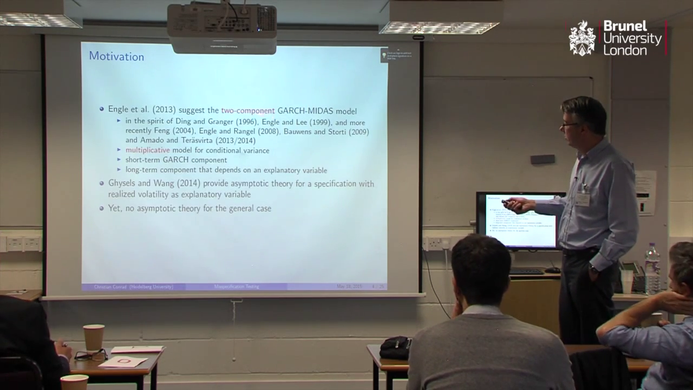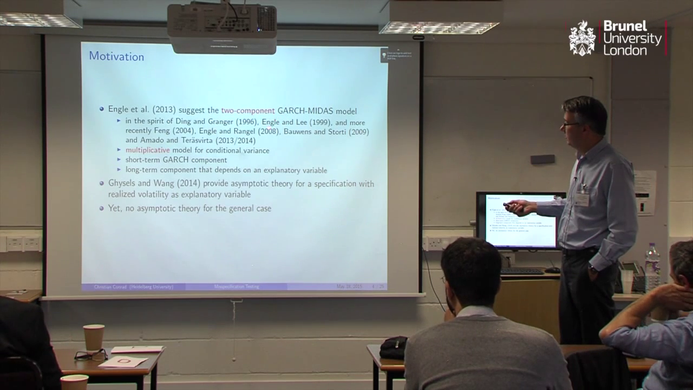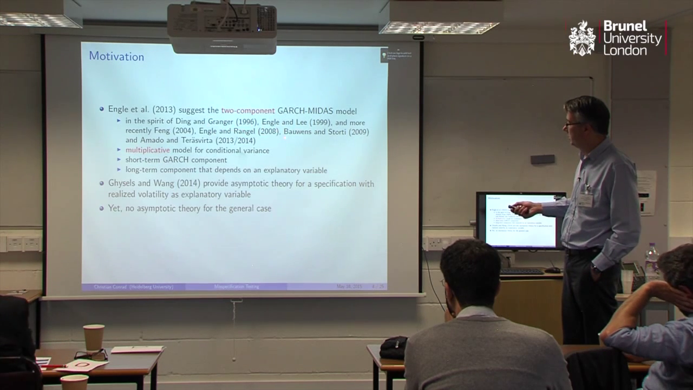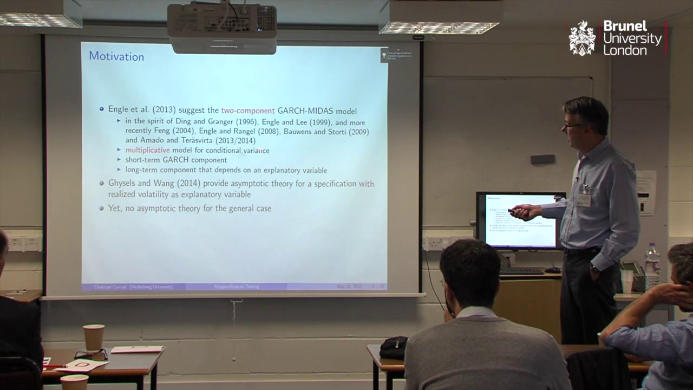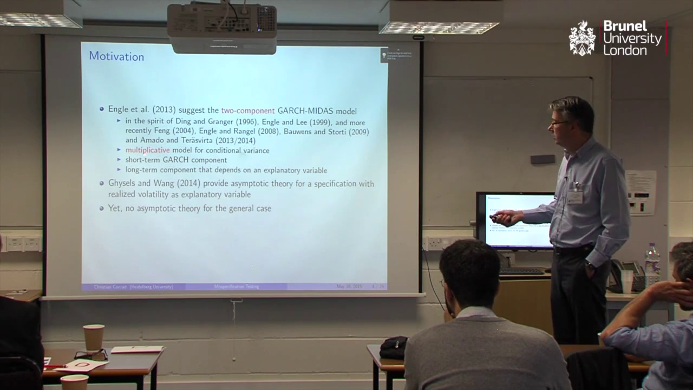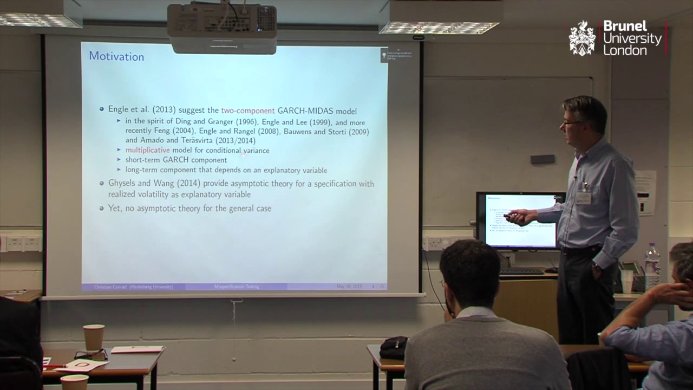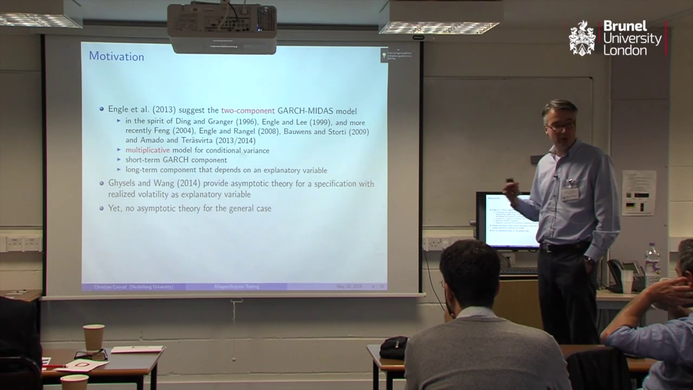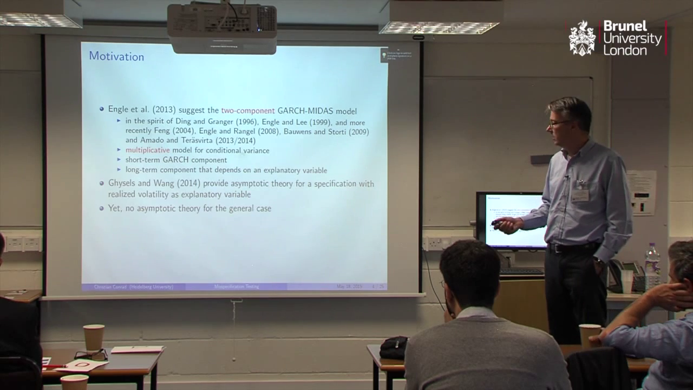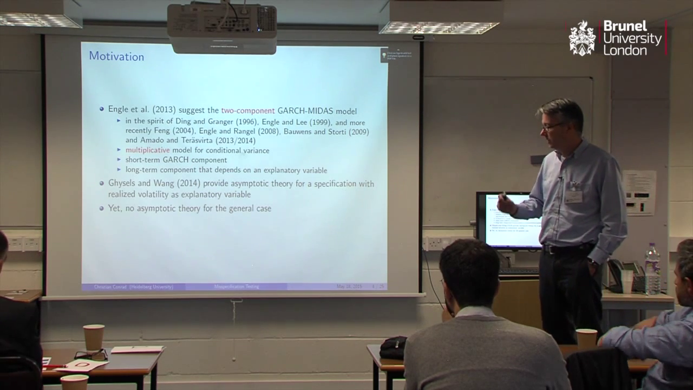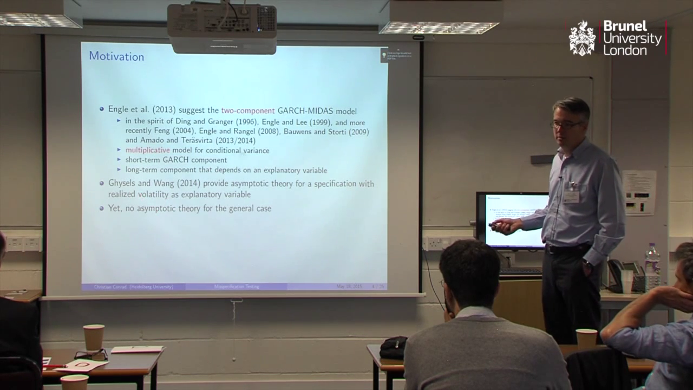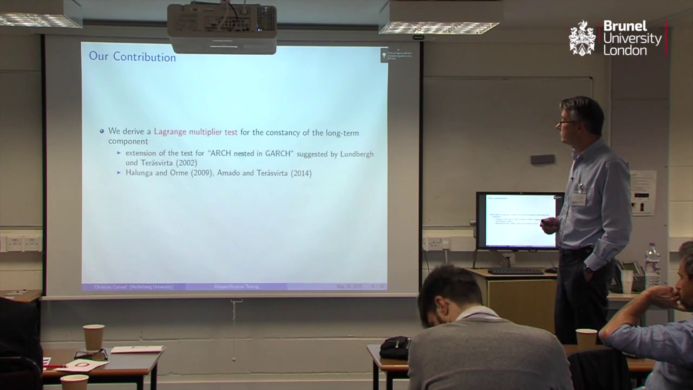Okay, the model is a two-component specification. There are a couple of component models that have been previously suggested in the literature. Most of them were additive. This here is a multiplicative specification: the short term is Gauge, the long term depends on exogenous variables. There is one paper which provides asymptotic theory for the QMLE estimator of the model, but only for the specific case that the explanatory variable you use is realized volatility, and not for the general case.